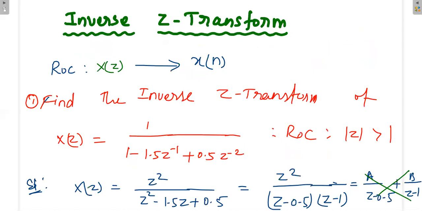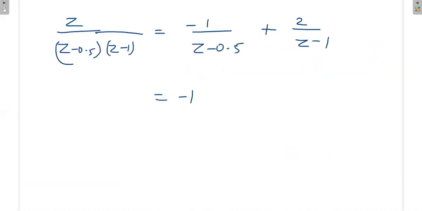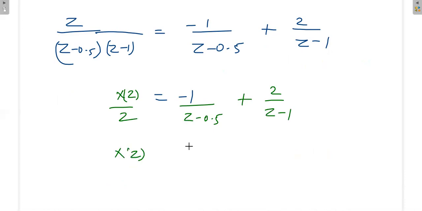So then X of z divided by z is equal to minus 1 divided by z minus 0.5 plus 2 divided by z minus 1. Finally we can take that z to that side: minus z divided by z minus 0.5 plus 2 into z divided by z minus 1.